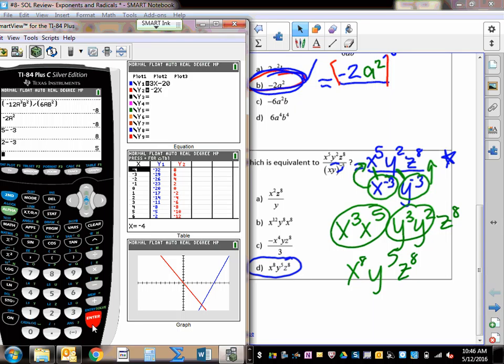Now, I want you to make sure you understand that this variable x here is not the same as your alpha x. So if you store to alpha x, make sure you use alpha x. If you store to the variable x, make sure you use the variable x. Alright, let's flip it over to the back.